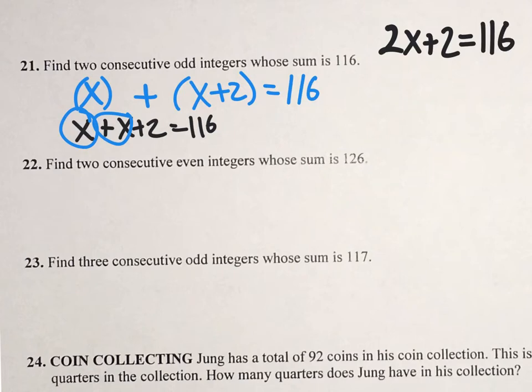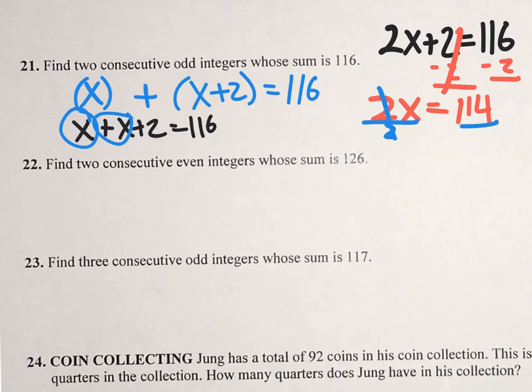And you're going to solve that the way you always do. Subtract 2, subtract 2. You're going to have 2x equals, because that cancels out, 116 take away 2 is 114. So your final step would be to divide by 2. Divide by 2. x equals 57.